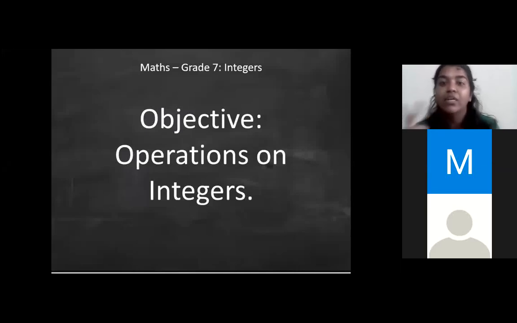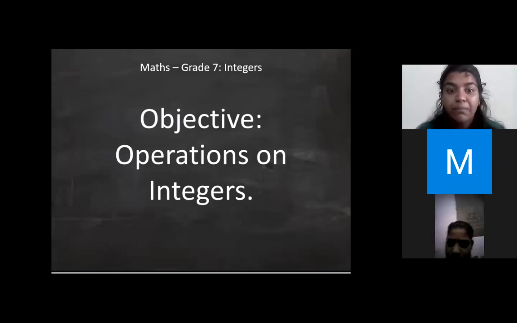Is to add. We've seen that a number can have a positive sign and a negative sign, right? We've also seen what you do when there are two numbers with positive signs, what you do when there are two numbers, one positive, one negative, and when there are two negative signs. So today we will be doing something similar, but instead of adding or subtracting, we will be looking at multiplication.